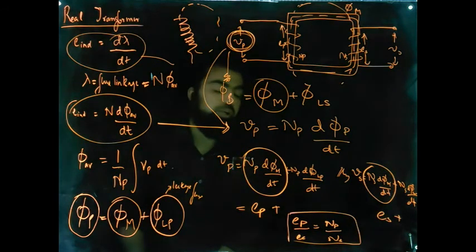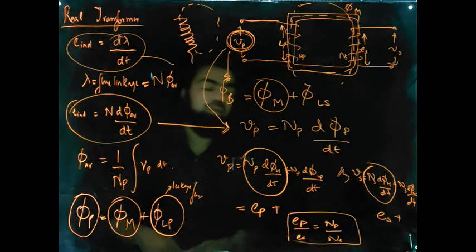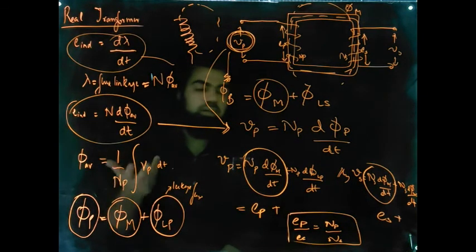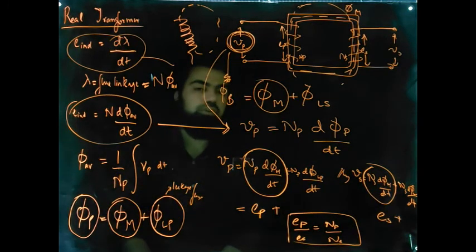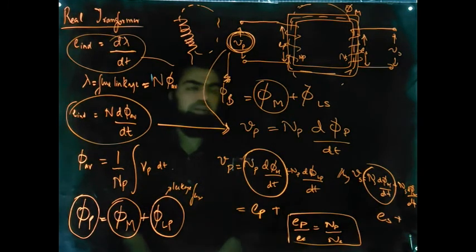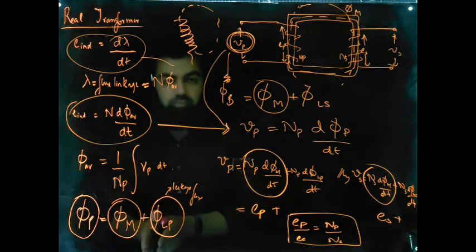That voltage is actually lost in this system, and because of which we need to realize that a real transformer is actually different from that of an ideal transformer. Fine. So Vp is the applied voltage on the primary winding.